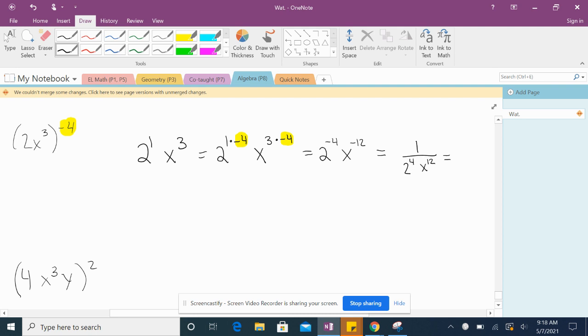We keep the 1 on top, and 2 to the fourth power is the same as 2 times 2 times 2 times 2, which is 16.